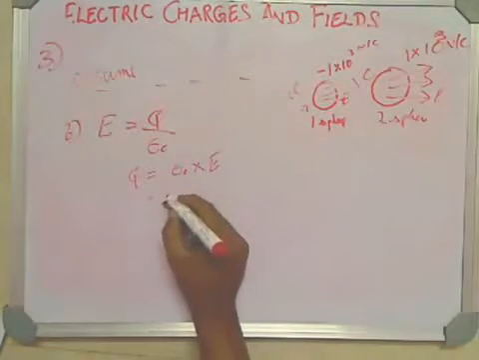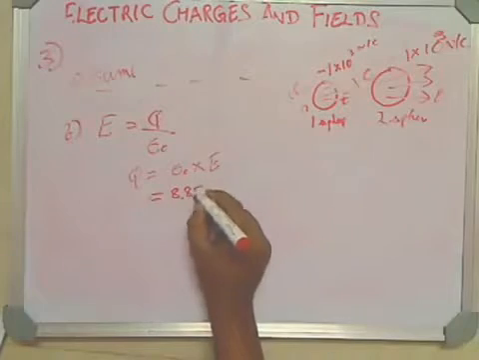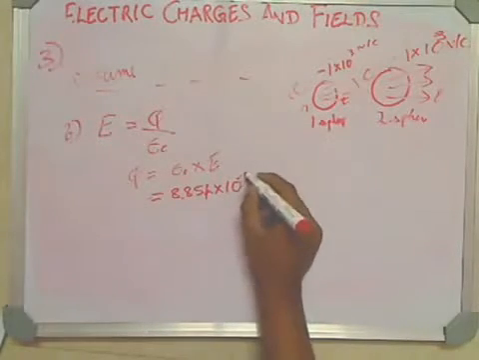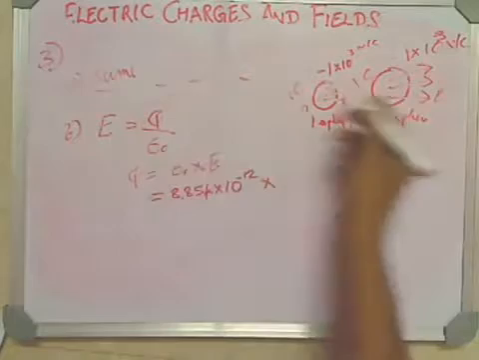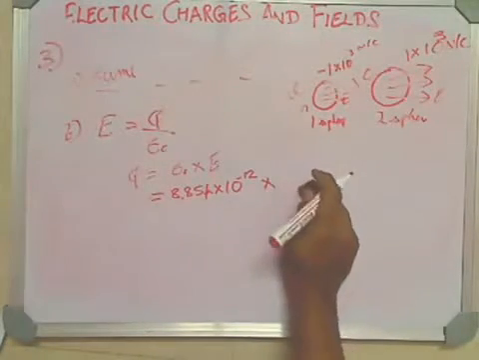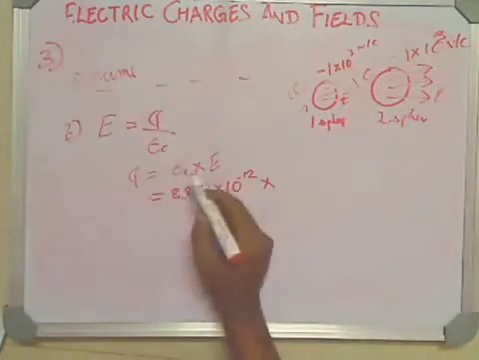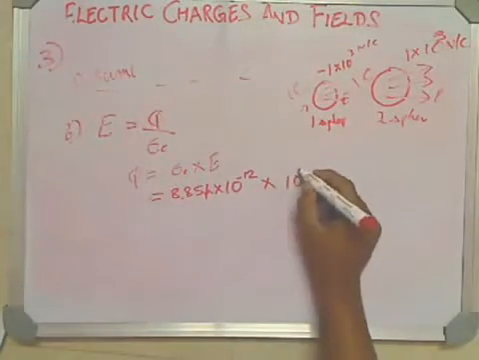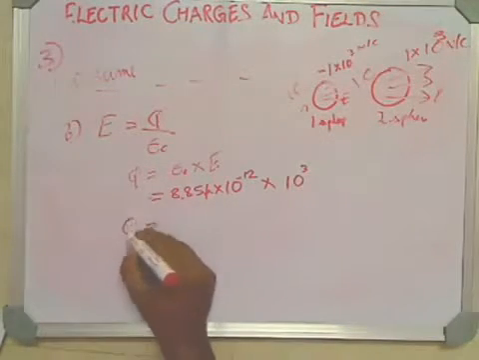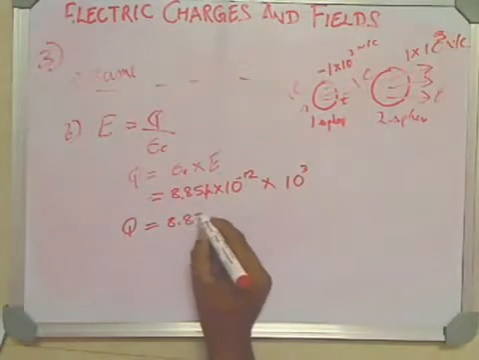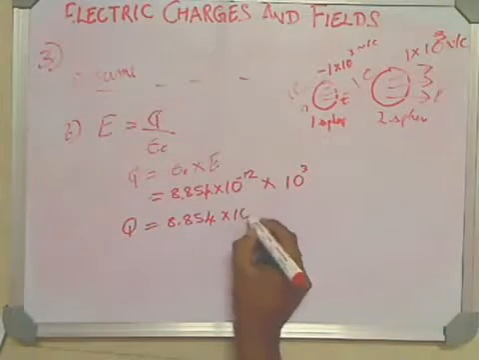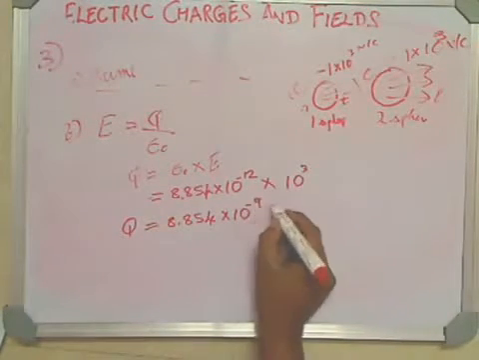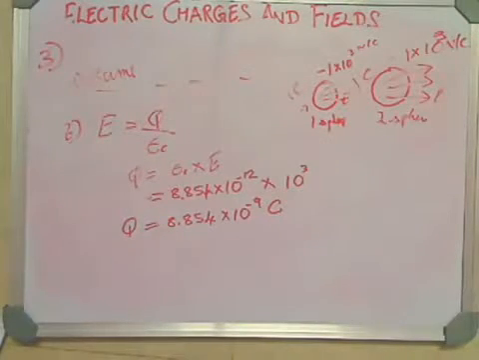Here you have 8.854 multiplied by 10 to the power of -12 into 1 in this case. The -1 becomes positive because you are switching LHS and RHS. 10 to the power of 3. This should give you the answer. The value of the charge is 8.854 multiplied by 10 to the power of -9 coulomb. So this is how you calculate when you have this particular type of question.